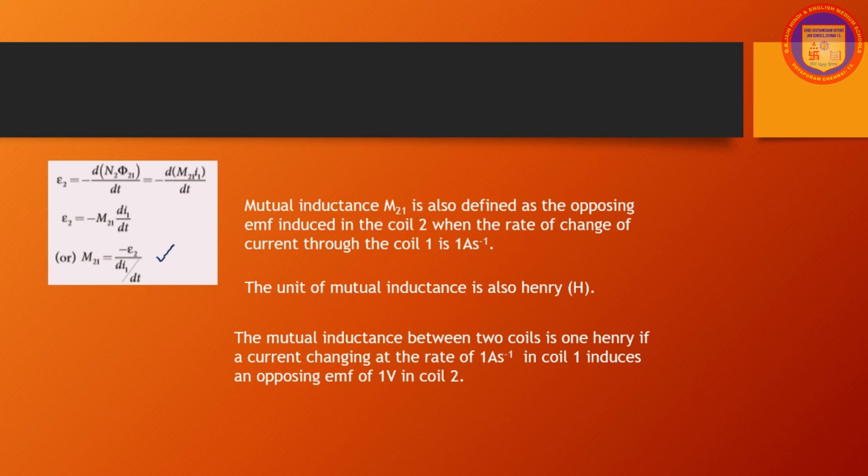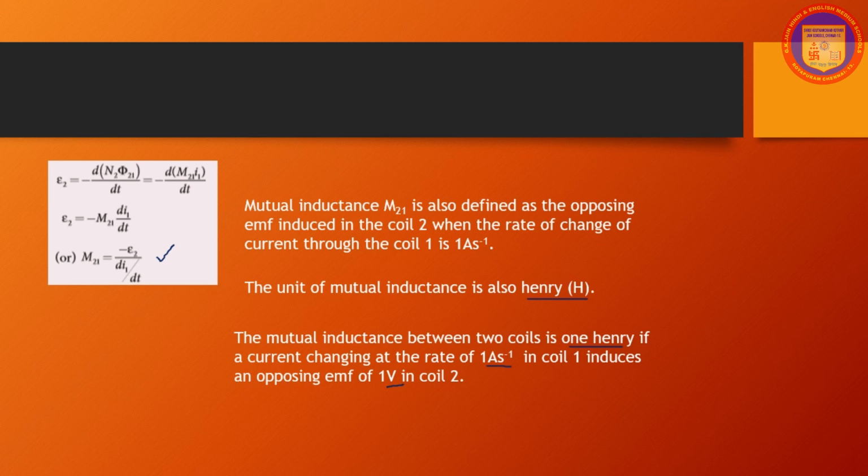The negative sign in the above equation shows that the mutually induced EMF always opposes the change in current I with respect to time. The unit of mutual inductance is also Henry. Mutual inductance M21 is also defined as the opposing EMF induced in coil 2 when the rate of change of current through coil 1 is 1 ampere per second. The mutual inductance between two coils is 1 Henry if a current changing at the rate of 1 ampere per second in coil 1 induces an opposing EMF of 1 volt in coil 2.